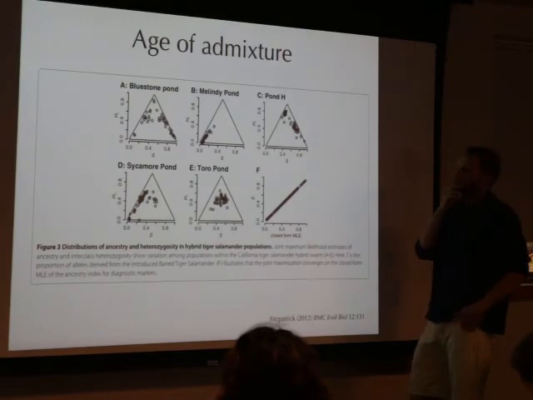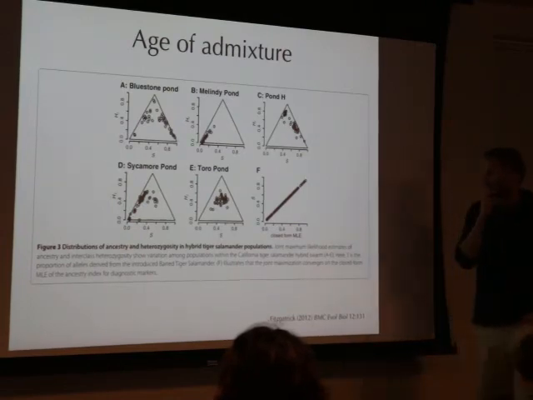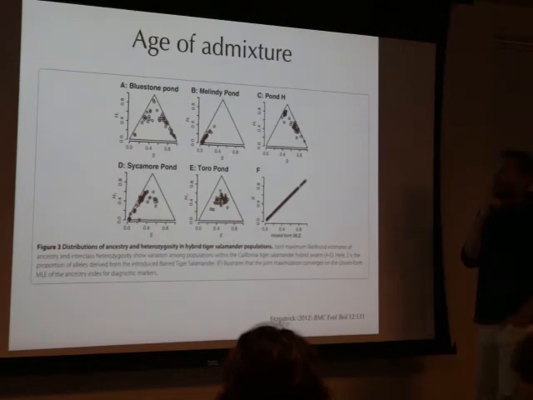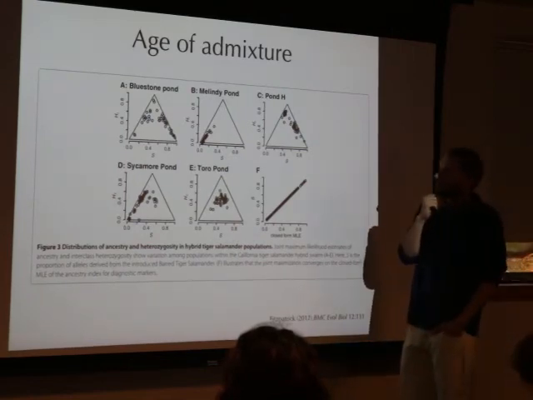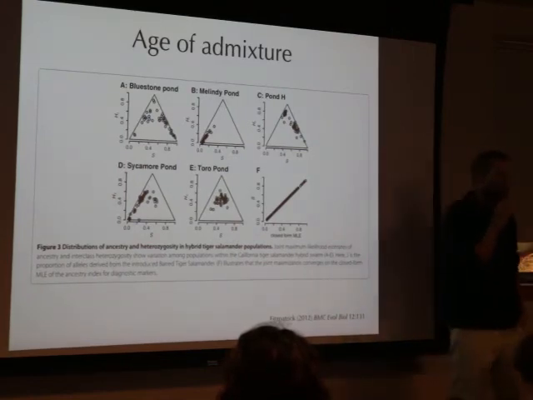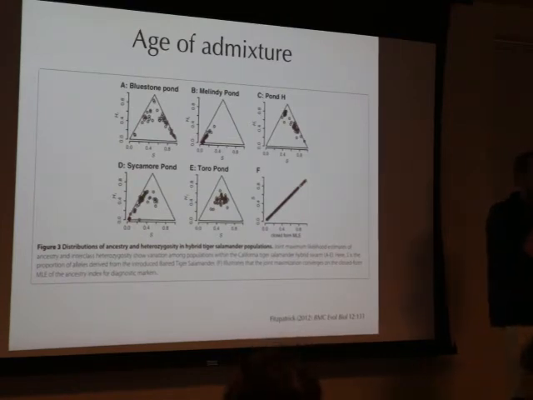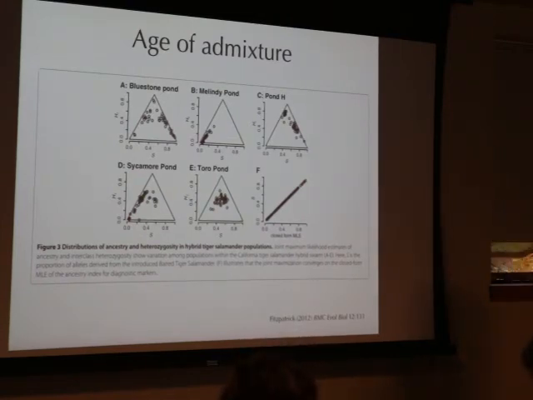So again, this is applied to some empirical data. This is back to the tiger salamanders. And these different populations show very different pictures of this relationship between admixture and heterozygosity, indicating essentially different histories of hybridization and different timings of those hybridization events. Okay, any questions on that stuff?